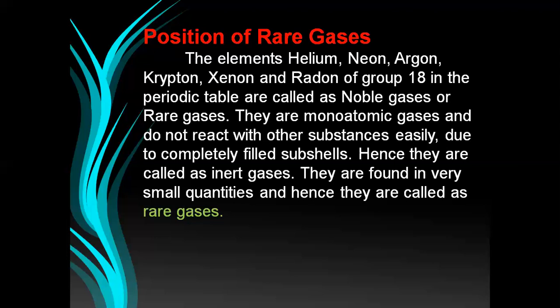So these noble gases are called rare gases, noble gases or inert gases because they are present in very small quantities in the earth. So they are called rare gases. They are placed in group 18.